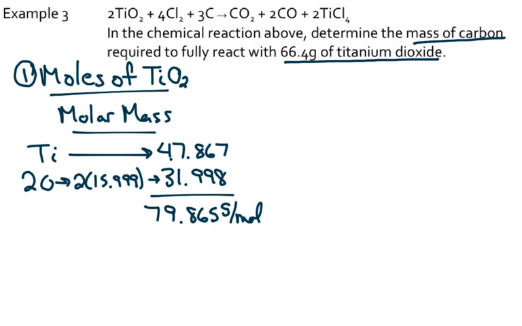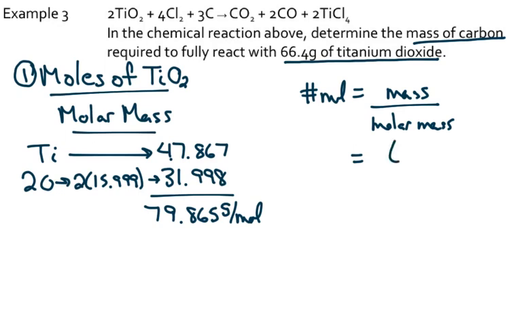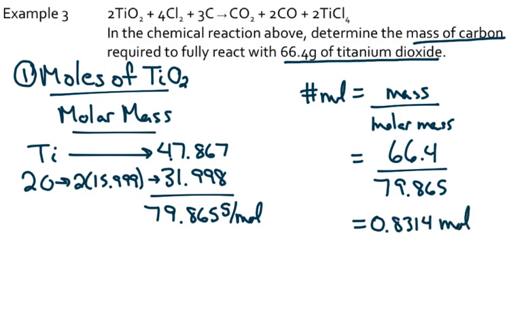Now that we know the molar mass, we can find how many moles, and to do that, we take mass, divide by molar mass. 66.4 grams is the mass we have. The molar mass is 79.865. Divide that out, we get 0.8314 moles, specifically of TiO2.